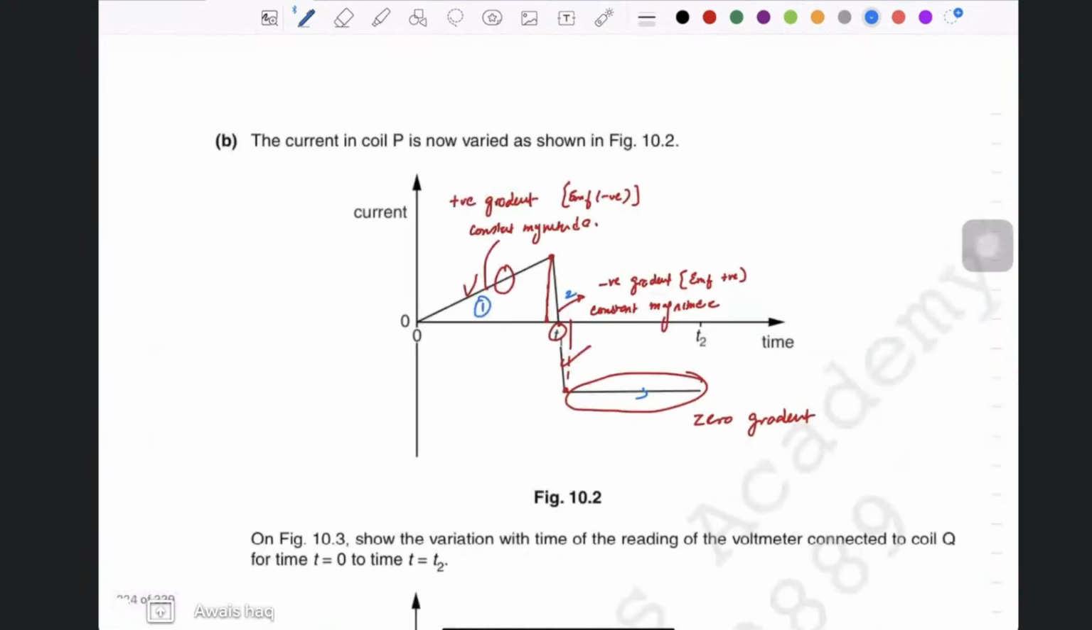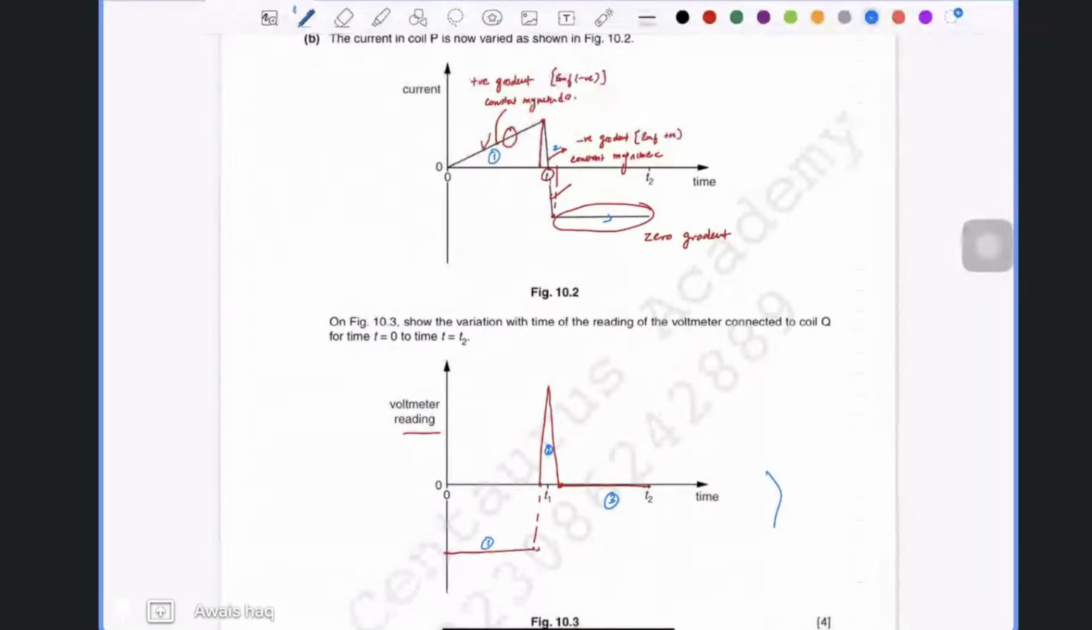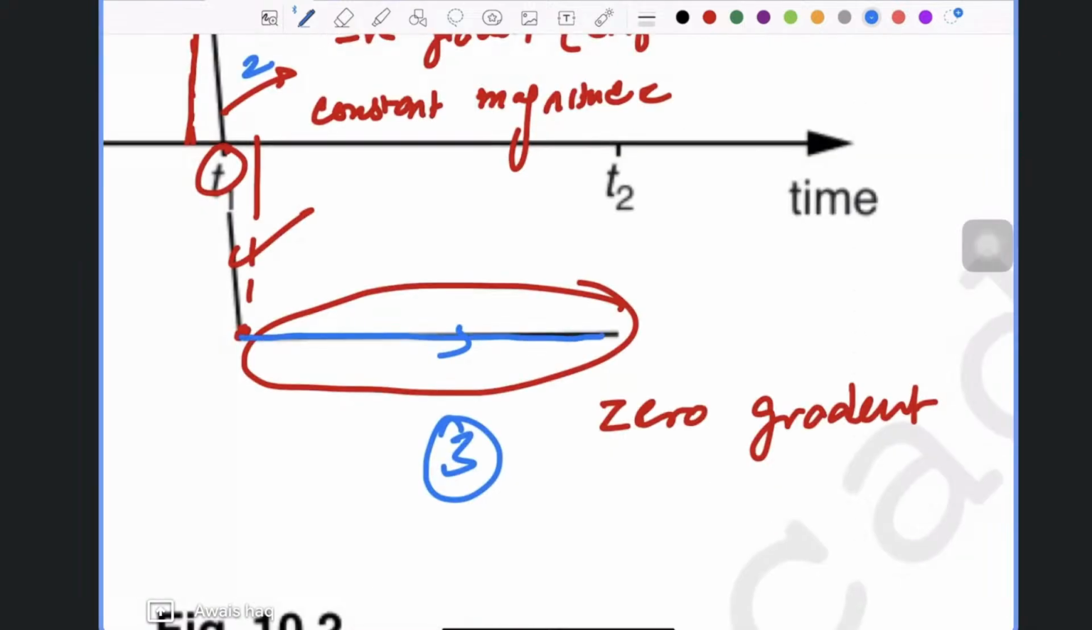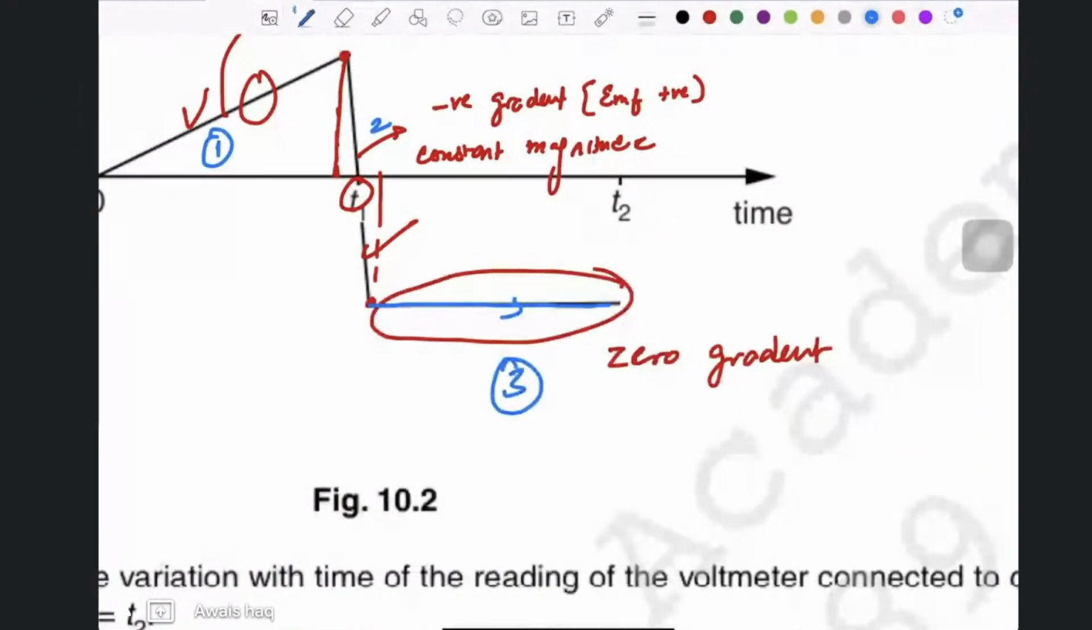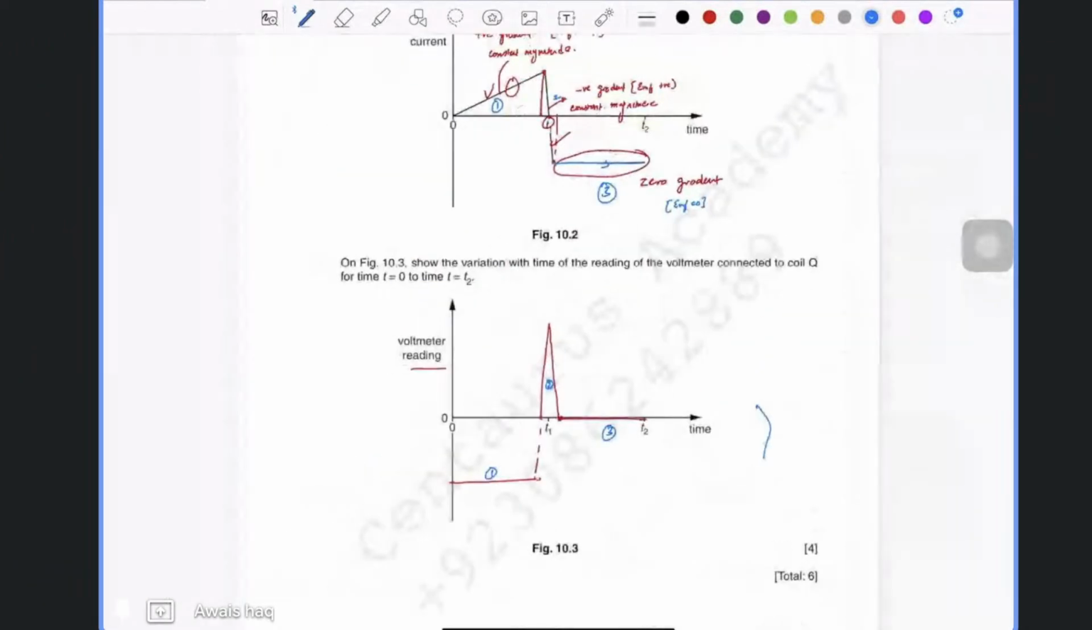Yes, Manip? For the third part, could you explain that again? The third portion here, this is the third line. Why did he put it at 0? 0, because if you try to find the gradient of a flat line, the gradient is 0. There's no change. If the gradient is 0, then EMF will be 0 as well. So that means 0 here. You get it? Okay, like that.